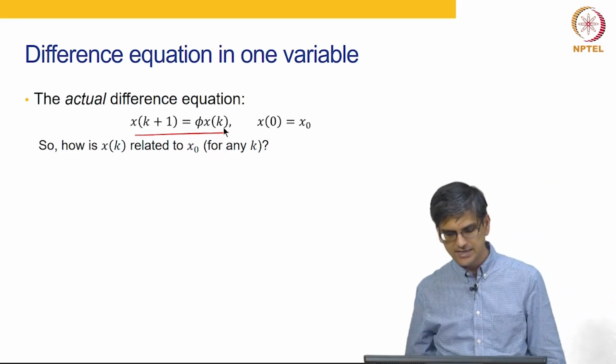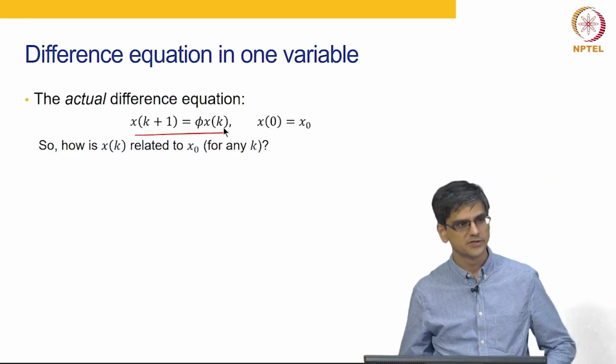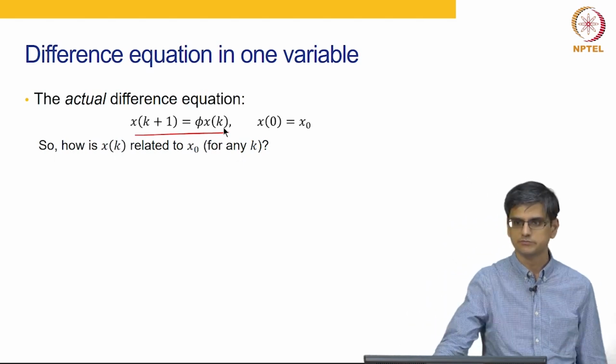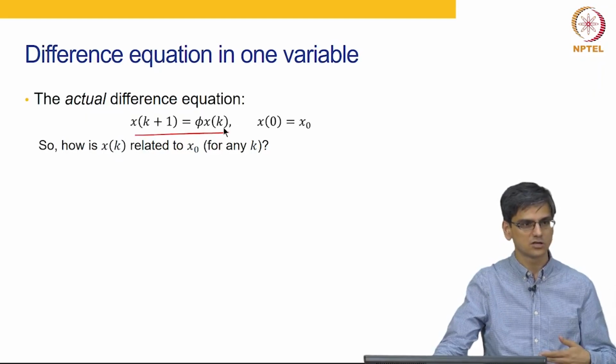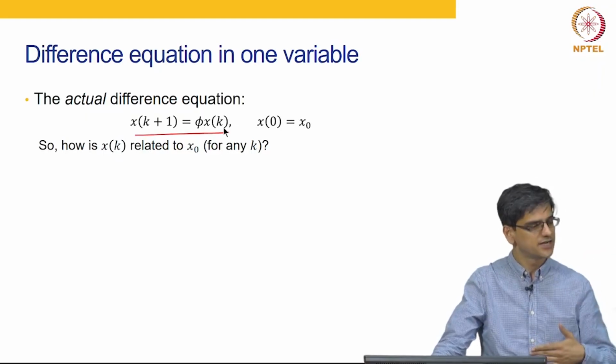So how do you think xk is going to be related to x naught? Yeah, if you want you can try that out in your books. How is x1 related to x naught? Phi times x naught. How is x2 related to x naught?